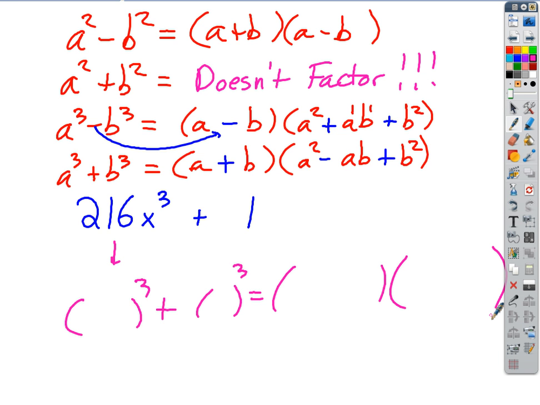So what's the 1 is what? What cubed? 1. That one's easy. What about the 216x cubed? That's going to be what thing cubed? 216x. Not 216x. It's got to be the number that when I cube it turns into 216. Which is what? They grow pretty fast. It's a 6. 6 times 6 is 36. Times 6 is 216. So when you cube things, they grow fast.